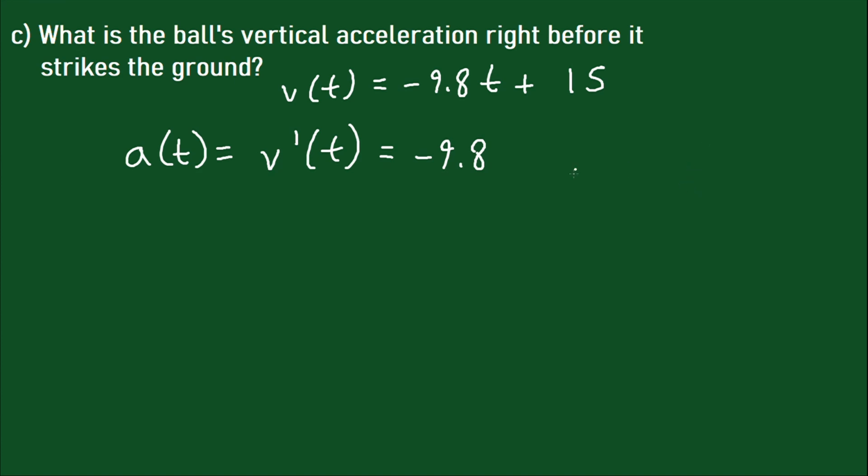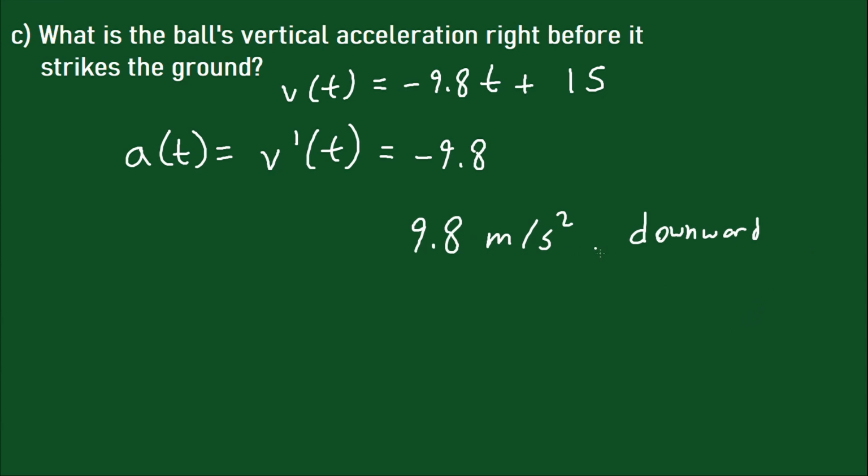Okay? Now, there's no variables here, so we don't have to figure out what the time is when it hits the ground to plug in here, because no matter what value we plug in for t, you're going to get the same answer, negative 9.8. More specifically, you could say 9.8 meters per second squared downward. Or you could draw an arrow going down if you wanted to.